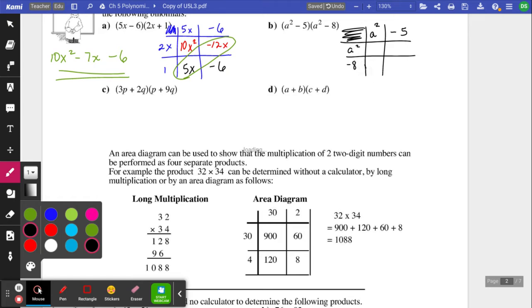You must take the sign that's in front of the term and multiply them all together. A squared times a squared. If you're multiplying and the bases are the same, keep the base and add the exponents, so a to the 4th power. Agreed? And then minus 5a squared, minus 8a squared, and then a plus 40. Do you agree?